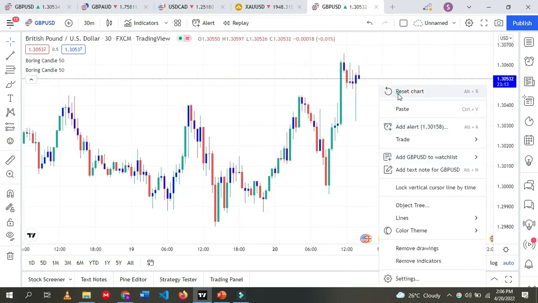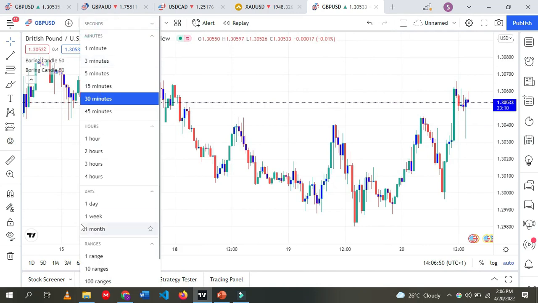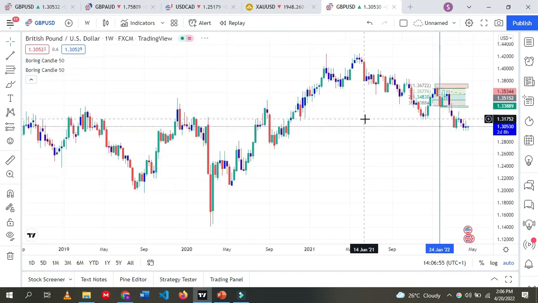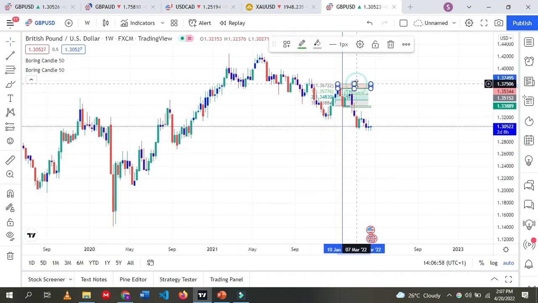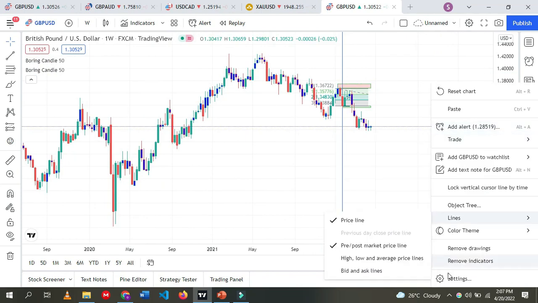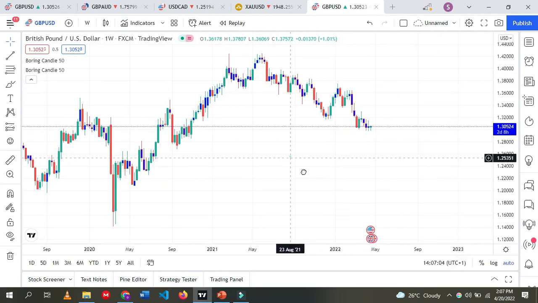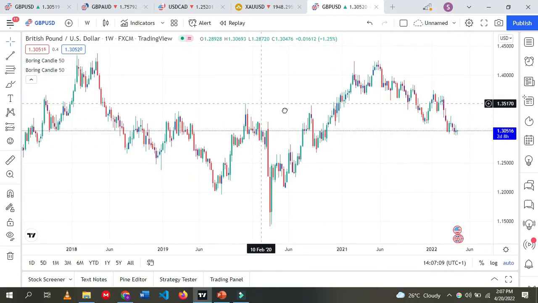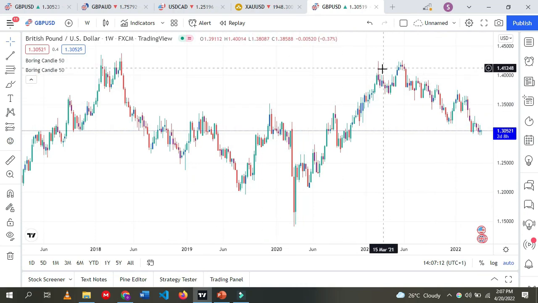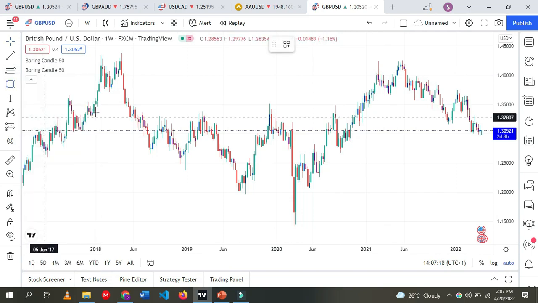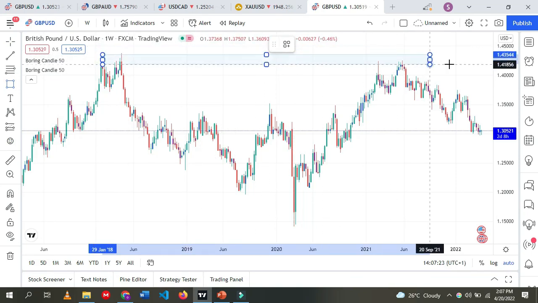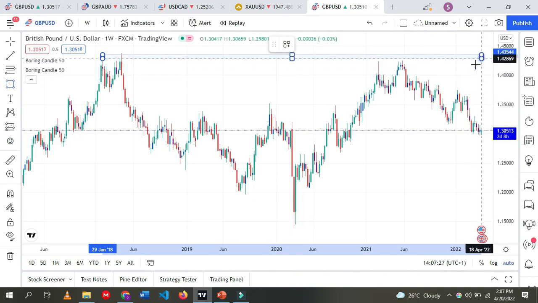This is a plain chart, and let's come to the weekly time frame. Now we are going to analyze the levels in this market. Look at my drawing well.